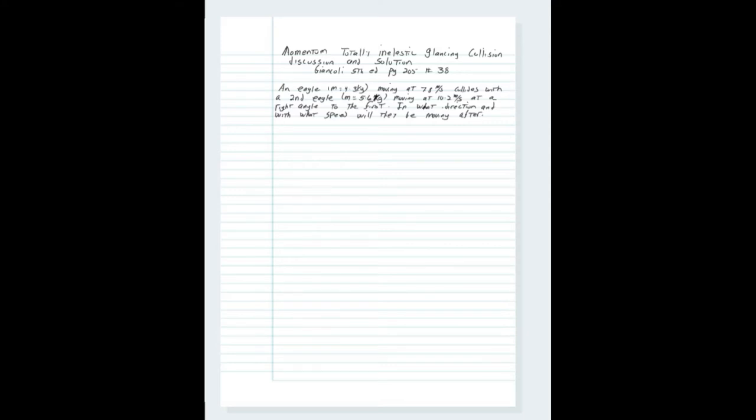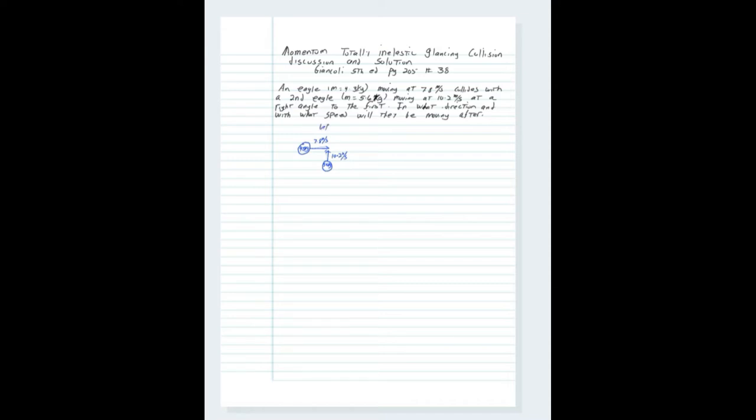So I'm going to draw a simple picture of what's going on. I'm just going to draw the eagle as a circle just to keep it easy. We have eagle 1 with a mass of 4.3 kilograms, moving at 7.8 meters per second. And we have the other eagle, its mass is 5.6 kilograms, and it's moving at 10.2 meters per second. At a right angle, so we can see this. It doesn't say what direction, but we know that they're perpendicular to each other. So before the collision, this is what's going to happen.